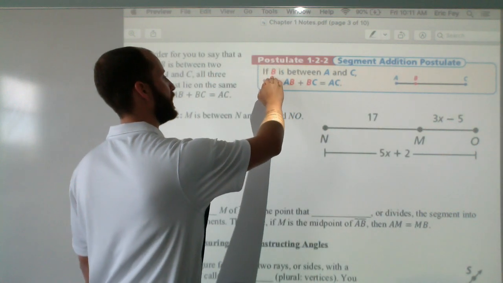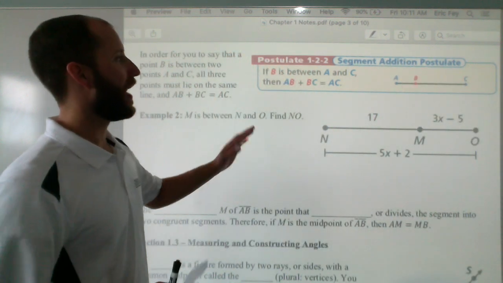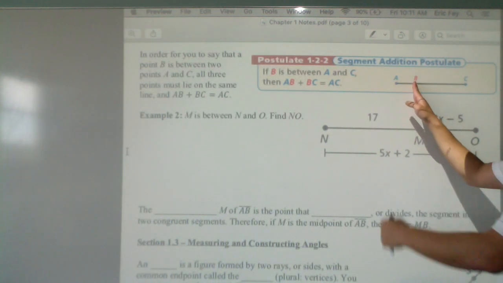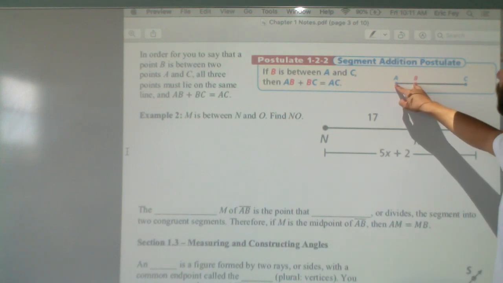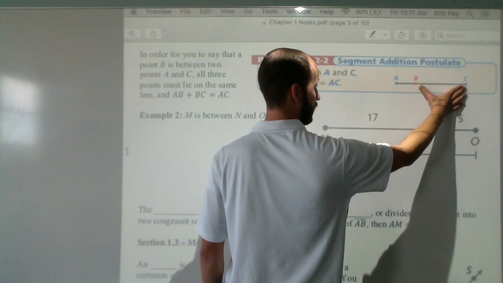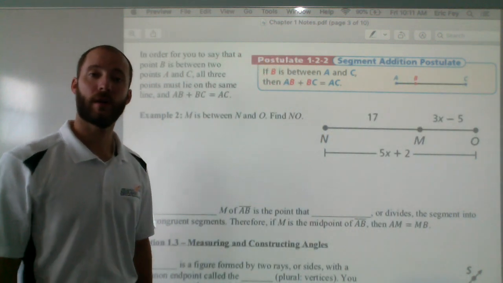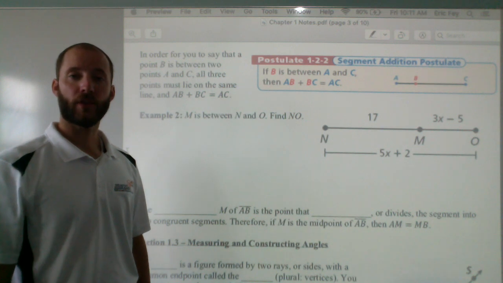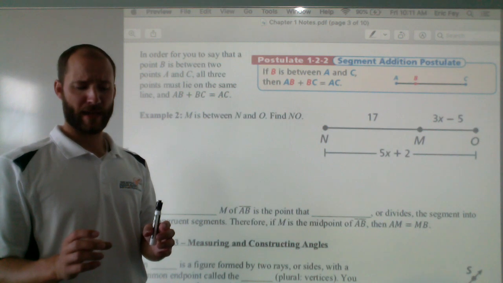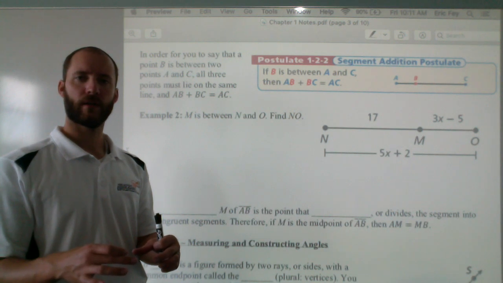If point B is between A and C, so they all rest on the same line segment, all right? That means that AC, wherever B cuts it up, AB, part of AC, and BC, the other part of AC, those two pieces added together will give you the whole amount. All right? So when you take a chocolate bar and you break it in half and you're like, oh man, do I still have the same amount? You can just put them back together along the seam and be like, oh yeah, it's still a whole chocolate bar. Okay?